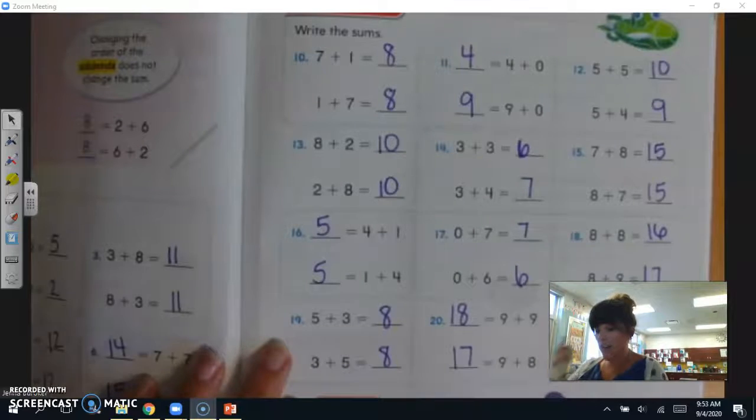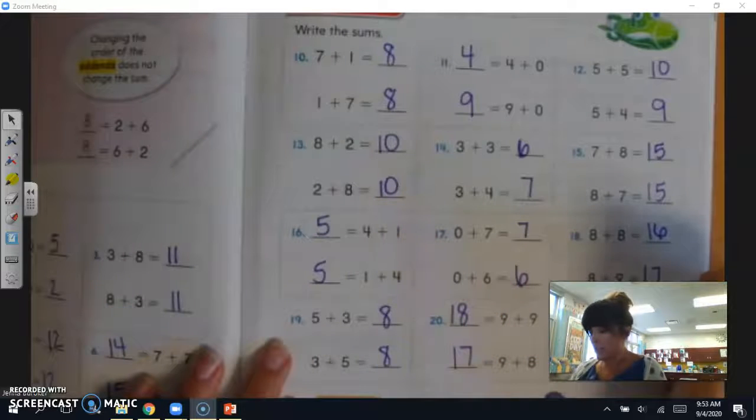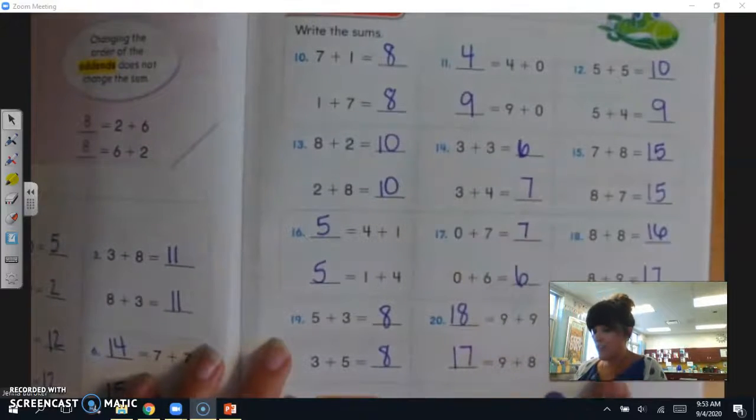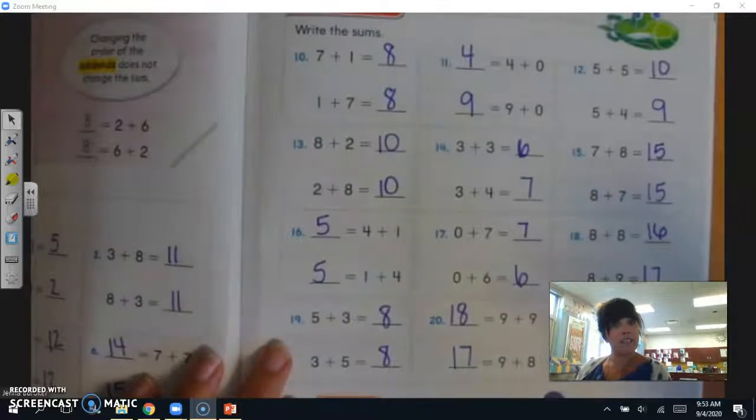6 plus 7, I'm going to think in my head of a helper double. I know that 6 plus 6 equals 12, so if we add one more, our answer is 13. 7 plus 6, well, if 6 plus 7 equals 13, then 7 plus 6 equals 13.